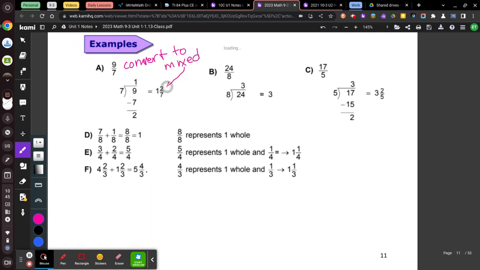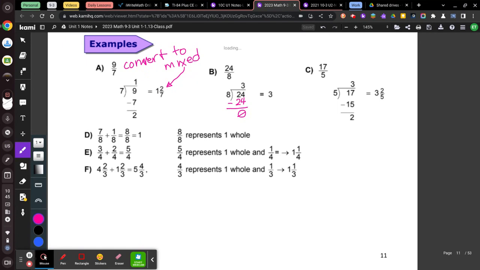So I've converted this guy to a mixed number. All you're doing is taking top divide bottom. That's how you convert to mixed. Same thing here, top divide bottom. But I have no remainders. Here I'm going to get a 24. I subtract and I get 0. When you get 0 remainders, that means that your answer is just a whole number. There's no more fractions. The fraction's gone.